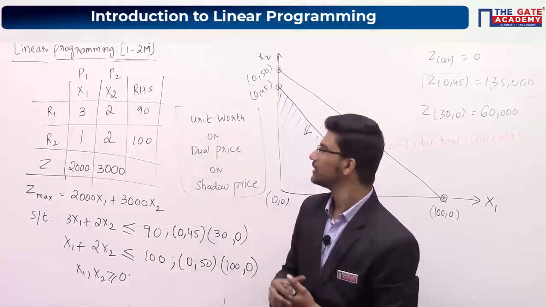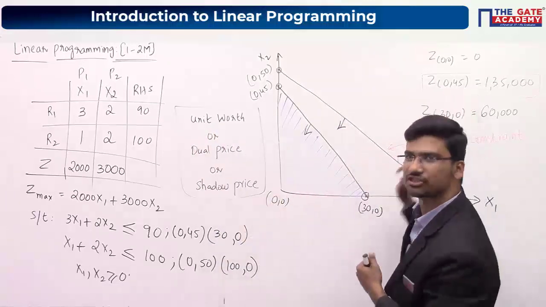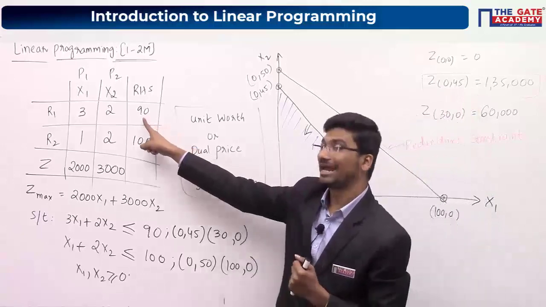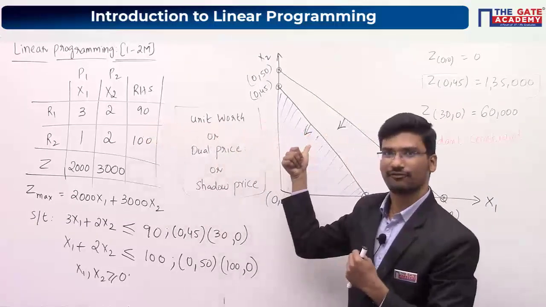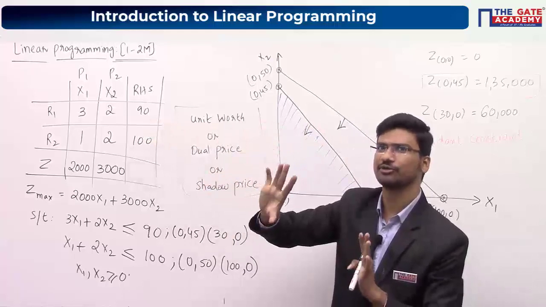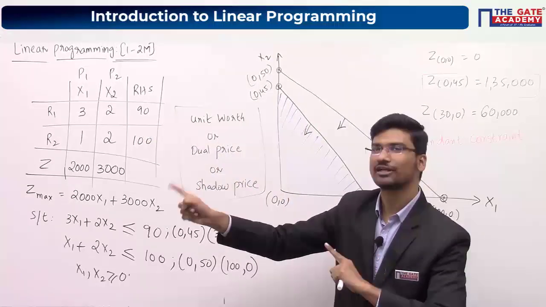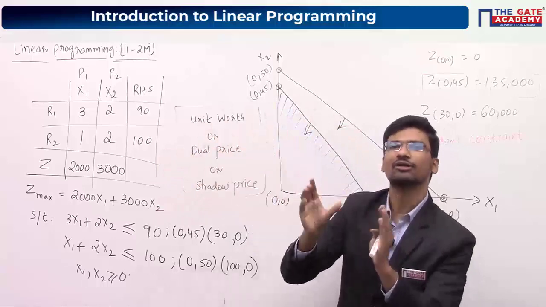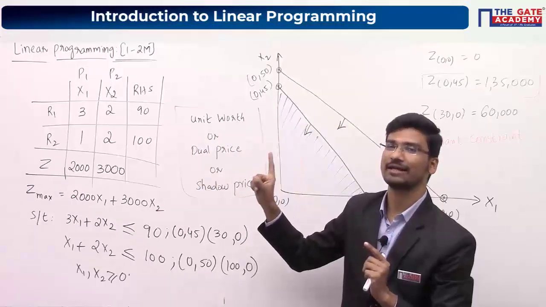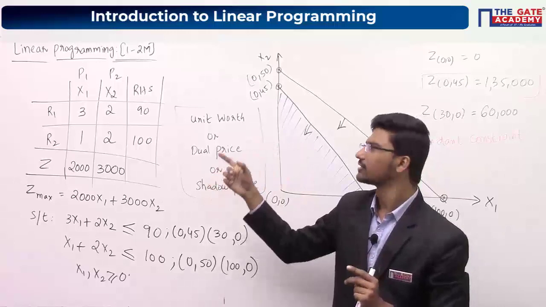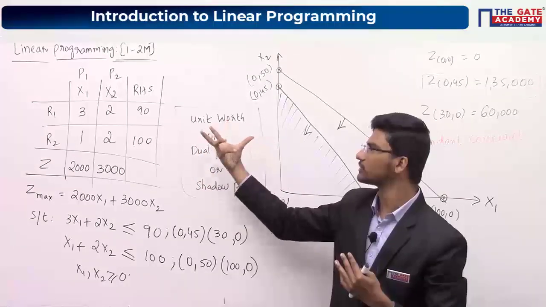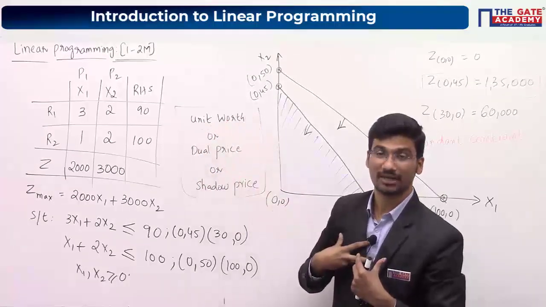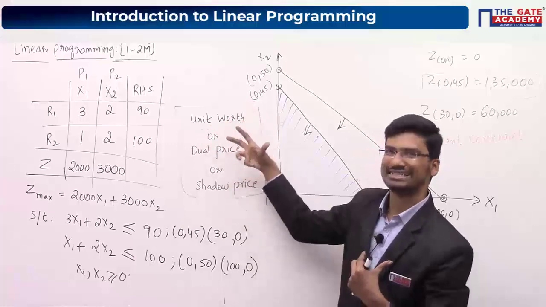How to find the change? Initially your profit is this much. Now make it 91, again plot the graph, and find out the Z value. You will get some new Z value. So find out the difference between the old Z value and the new Z value. The difference amount is your change in profit. So if you are increasing your resources, you can calculate what is happening to my profit using these three things.